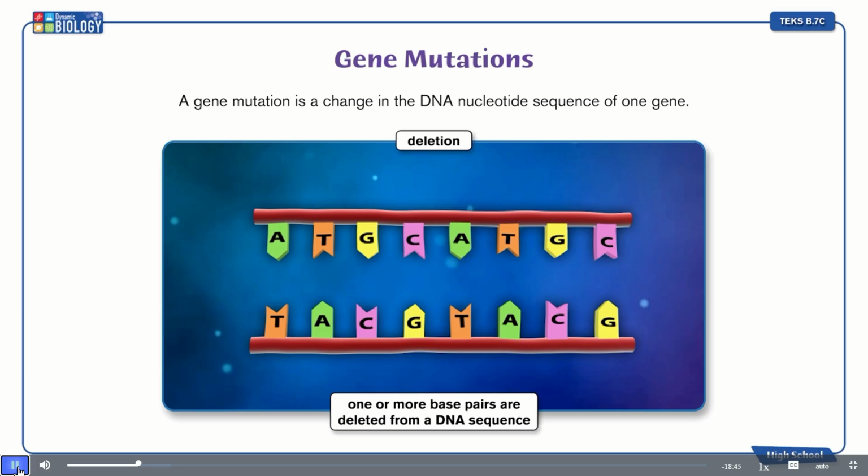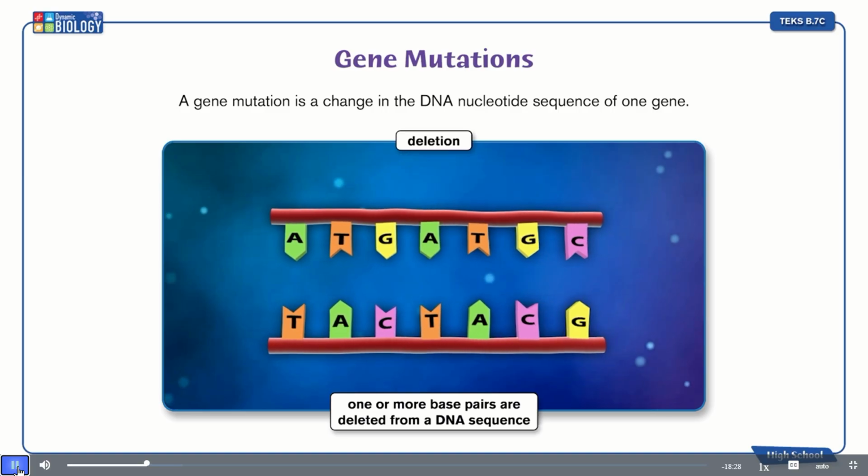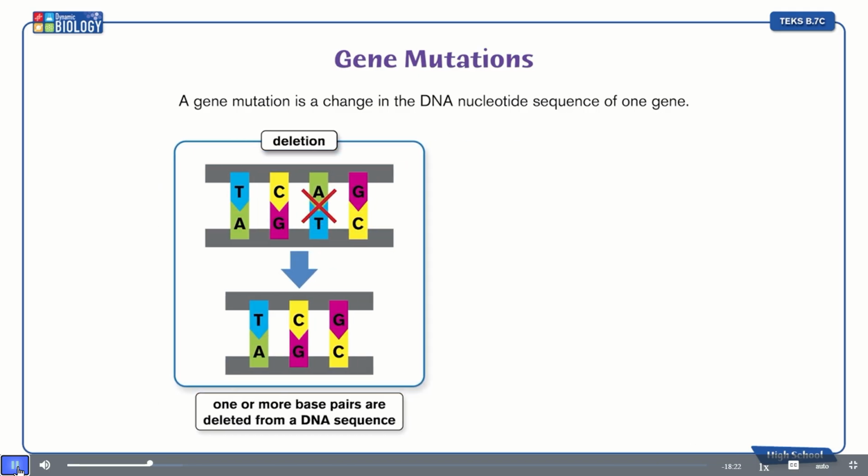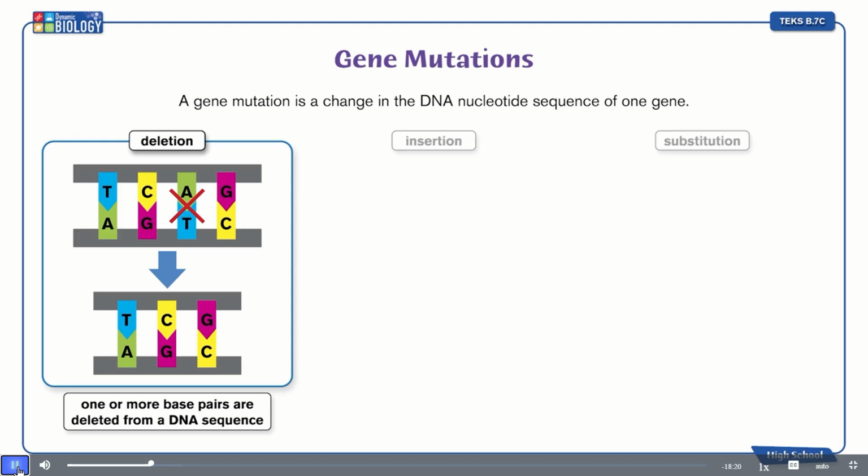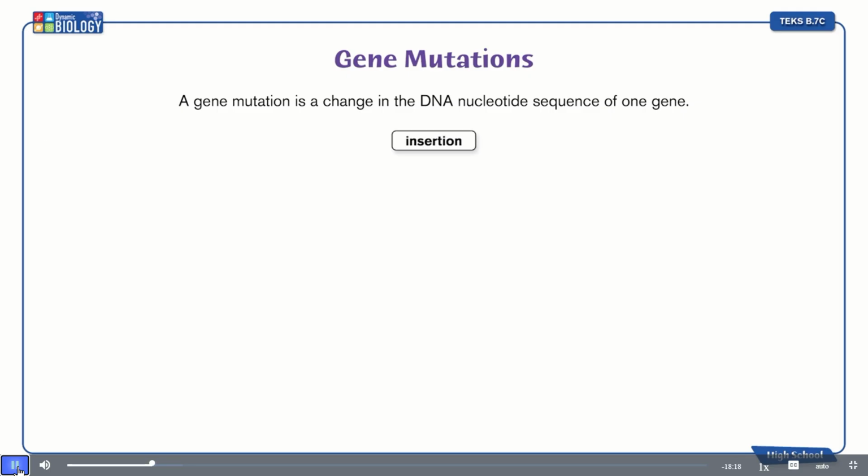This model shows the two strands of a DNA molecule. Let's watch as a CG base pair is deleted from the DNA nucleotide sequence. Notice that all the other base pairs in the sequence remain unchanged. Next, let's take a closer look at insertions.